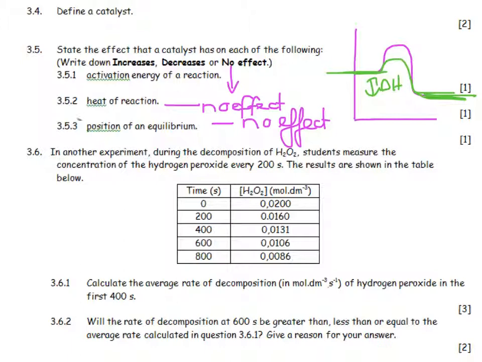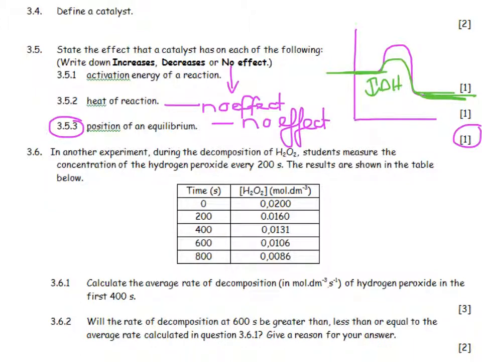This was quite a tricky question, admittedly, but it was taking you to a higher level for the sum total of 1 mark. In another experiment during the decomposition of hydrogen peroxide, students measure the concentration of hydrogen peroxide every 200 seconds. The results are shown in this table.